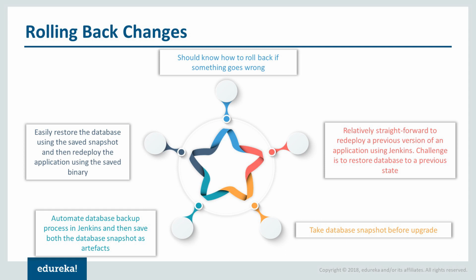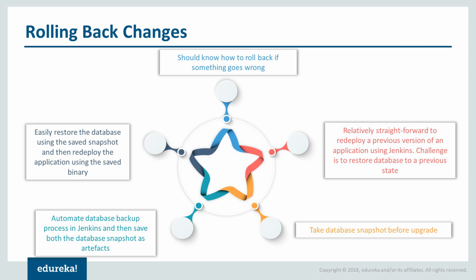Now, this is a very important aspect of deployment automation. You should know how to roll back if something goes wrong. As I said, you should have proper planning for that. You can't just leave things to chance. It is relatively straightforward to redeploy a previous version of an application using Jenkins. The challenge is to restore the database to a previous point. As I said, especially if you have made schema changes, rolling back a database is almost impossible or extremely difficult. So it's always a good idea to take database snapshots before you do an upgrade. Instead of rolling back the changes, the typical approach people take is to just go ahead and point to a previous database for which you have taken a snapshot. Automate the database backup process in Jenkins and then save the database snapshot as an artifact.